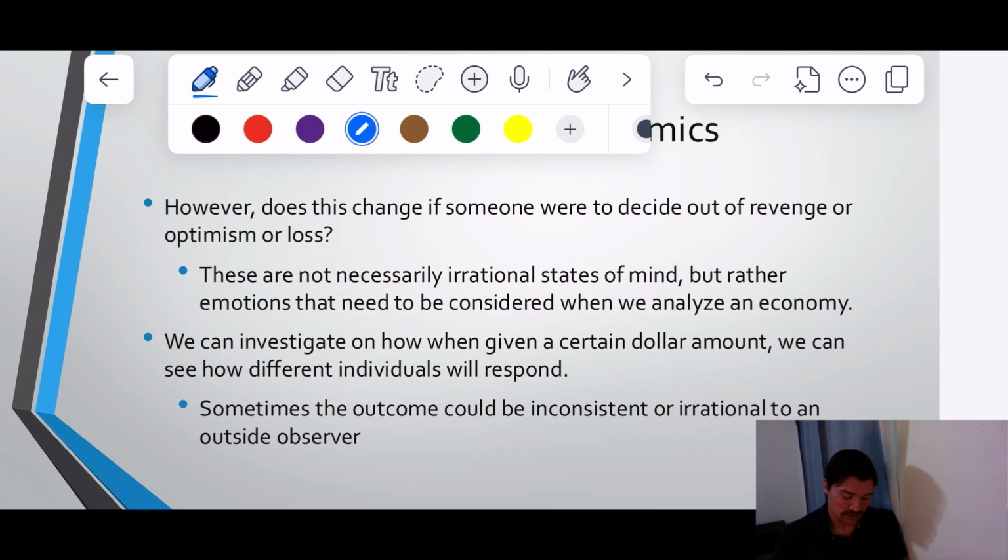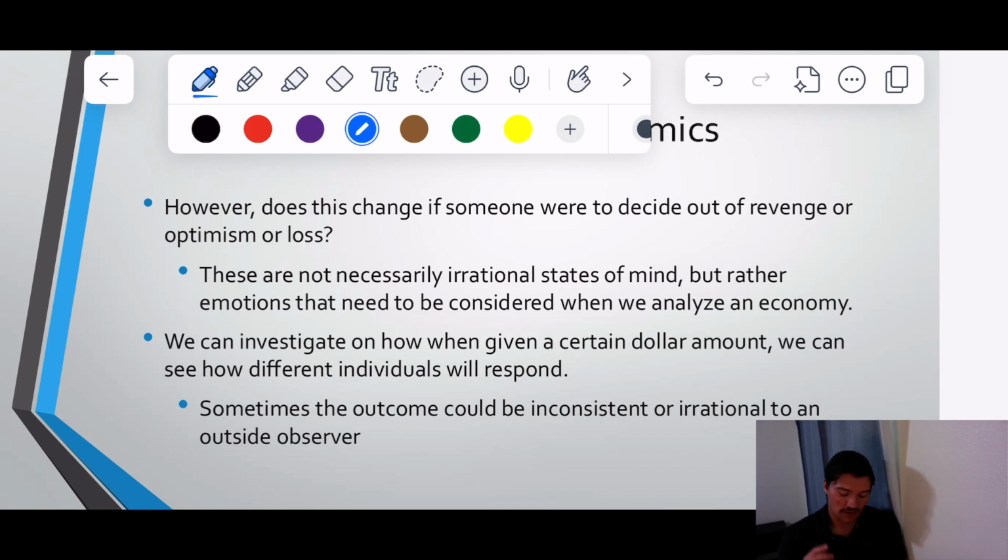These are not necessarily irrational states of mind, but rather emotions that need to be considered when we analyze an economy. Thinking back to COVID, given that state, people could have been making some irrational decisions at the time, but when we really looked at it, they were making the best choice they could at that time. We can investigate how this affects us. So we could look at how a certain dollar amount can affect different individuals and how they respond.